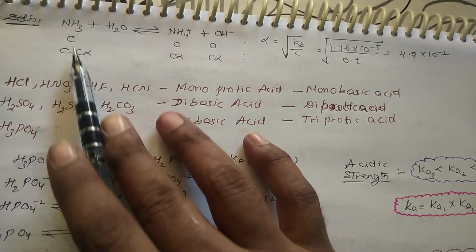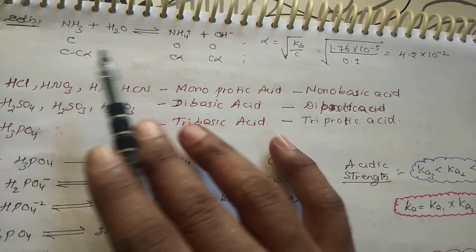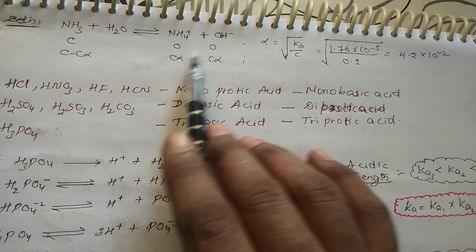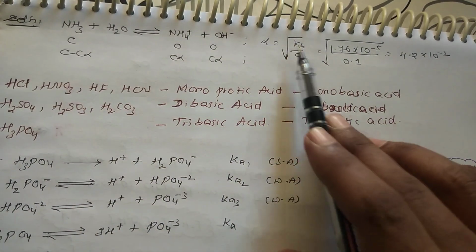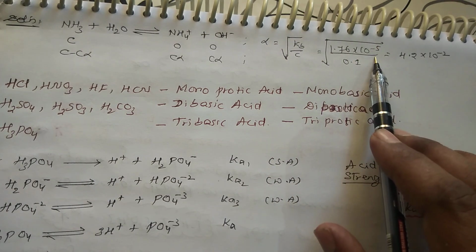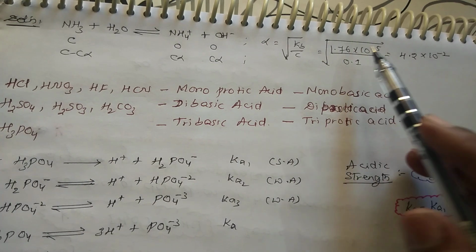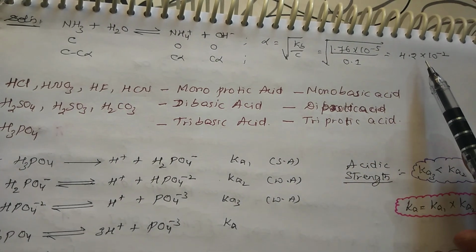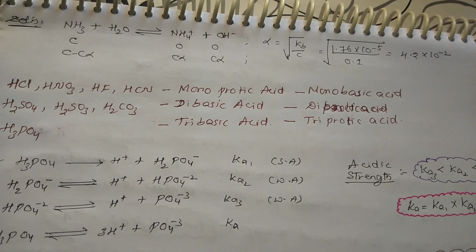So concentration is C, ammonia. Whenever it mixes with water, it forms NH4 plus and OH minus. Okay, C, 0, 0, C minus C alpha, C alpha, C alpha. Alpha is equal to root of Kb by C. Kb is 1.76 into 10 power minus 5 by 0.1, and you know that this point gets cancelled. You know that root of 176 into 10 power minus 5 has been given as 4.2 into 10 power minus 2. So that is the answer. If you have done that, very good.